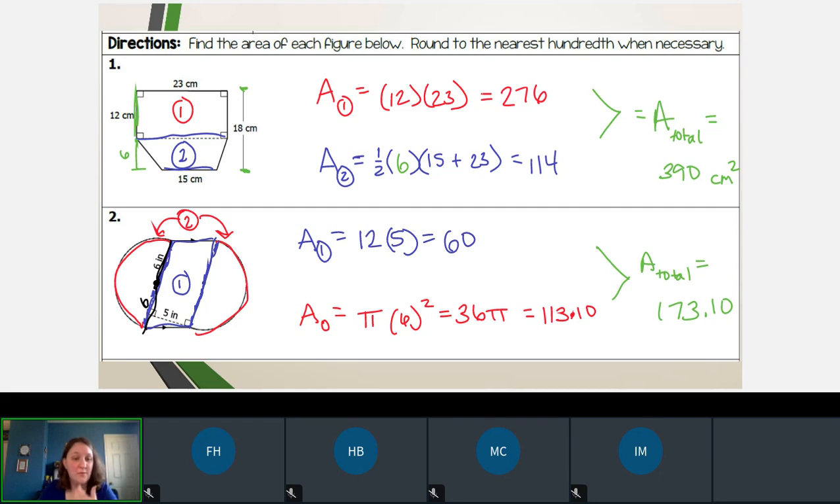All right, now if you really wanted to find the area of each half circle and then add 3 shapes together, that's fine. You're going to get the same answer.